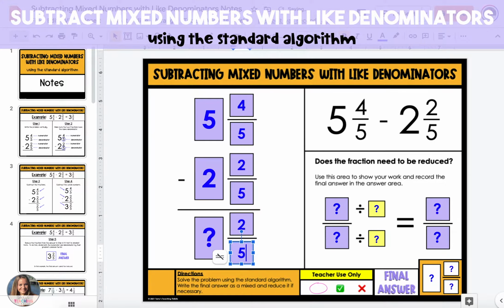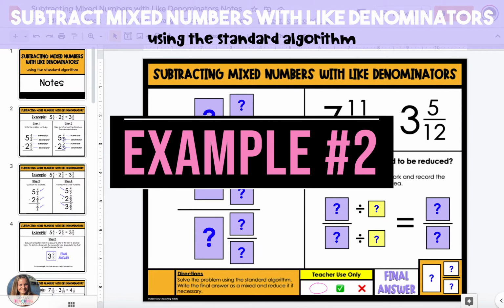4 fifths minus 2 fifths is 2 fifths. And then we'll subtract the whole numbers. So 5 minus 2 is 3. Next, we look to see if we can take our fraction and simplify it or reduce it. We cannot simplify 2 fifths, so our final answer is 3 and 2 fifths.